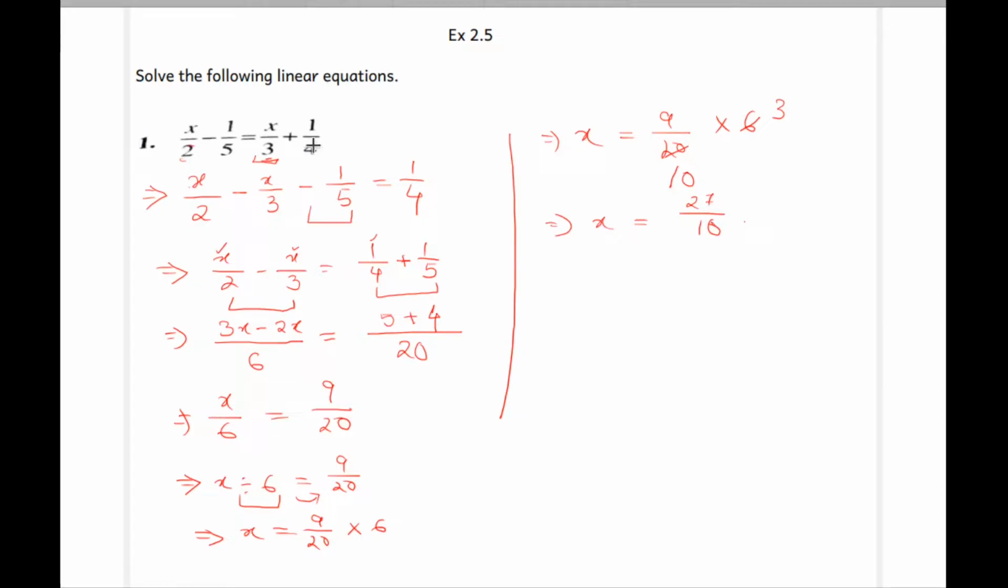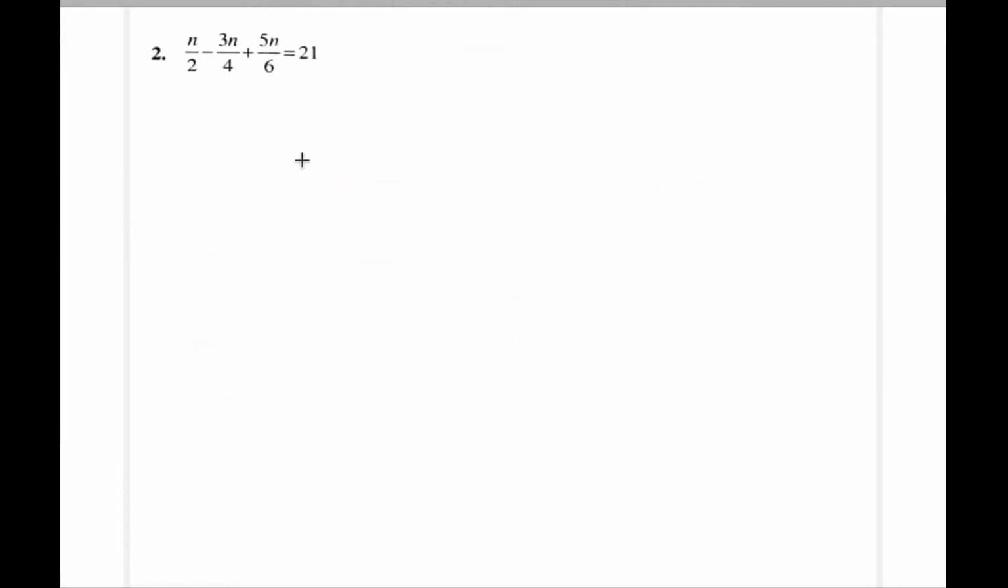We now move to the next question, question number 2. n/2 - 5n/4 + 5n/6 = 21. So here the variable is n and all the variables are given together. Only the problem is that it is in fraction form. We have to solve it.